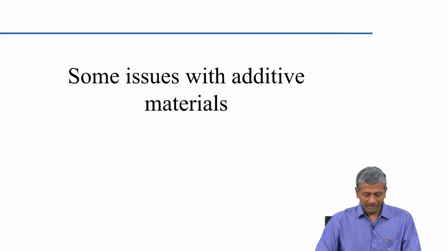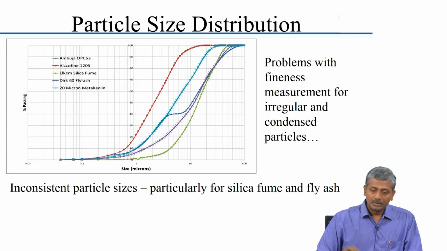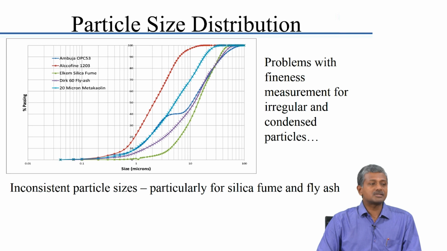Okay, so having looked at different types of additive materials and also looked at some special combinations like geopolymers, let us take a look at certain issues that we may have with additive materials that are used in concrete. The first and foremost is trying to understand the particle size characteristics, because please remember, one of the major advantages of using cement replacement materials is the fact that you can actually optimize the particle sizes to improve the pore filling ability of the cementitious particles. Okay.